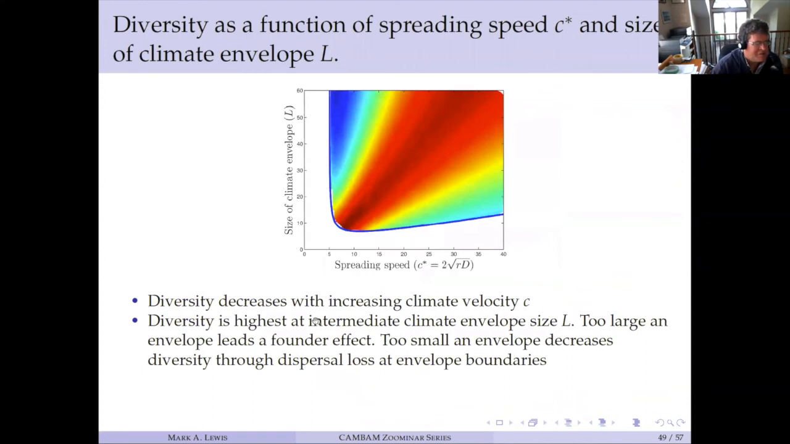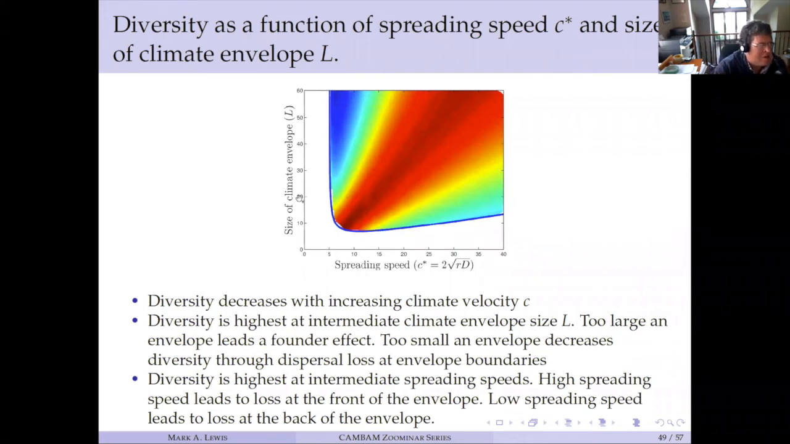So we see that, but we also see that if we fix the intrinsic spreading speed, C star, at some value, say 15, and then increase the envelope size, we get to a size where the population persists. Initially there's low diversity. Then as we get larger, the diversity increases. And then as we get even larger, the diversity decreases. So somehow a very large envelope is going to lead to decreased diversity, and a very small envelope is going to lead to decreased diversity. But an intermediate size envelope is going to be the best in terms of diversity.